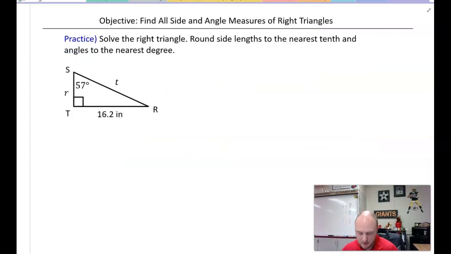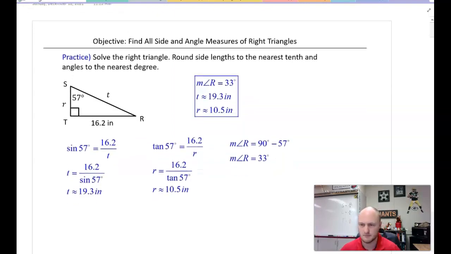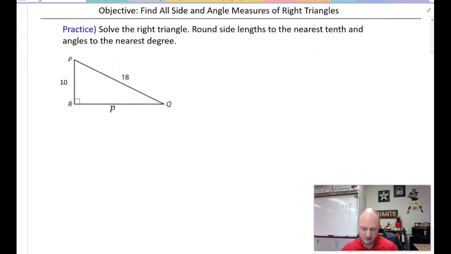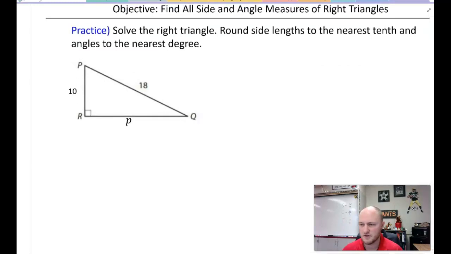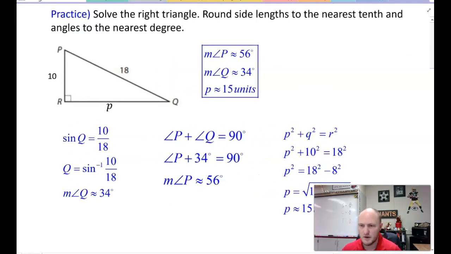All right, here's another practice problem, this time with the triangle given. So please pause the video and solve this right triangle. All right, hopefully you solved it. Here's the solution. So you should get these values. Okay, and then the last practice problem. So here's another one. Please pause the video and solve for this triangle. Okay, here are the solutions. If you don't have units, that's fine. You could just put 15 here.